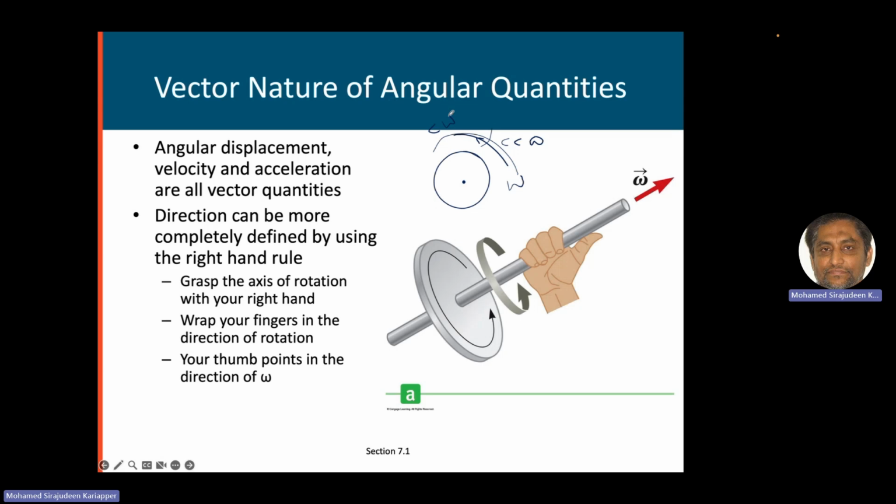So you can read this. Grasp the axis of rotation with your right hand. It's very important. It must be the right hand. If you use the left hand, everything will be opposite. So wrap your fingers in the direction of the rotation. That is important. If it is rotating like this, you have to wrap like this. But if it is rotating like this, you have to wrap like this. Then look at the thumb. The thumb points in the direction of omega.